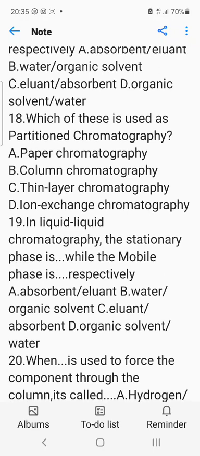Number 18. Which of these is used as partitioned chromatography? Is it paper chromatography, column chromatography, thin layer chromatography, or ion exchange chromatography? I think the answer is A. Take note of that.